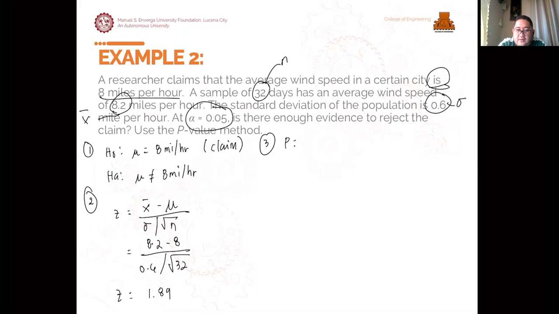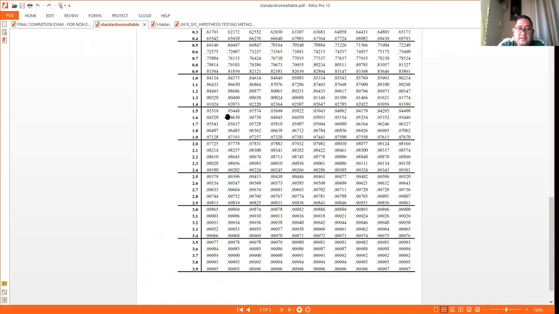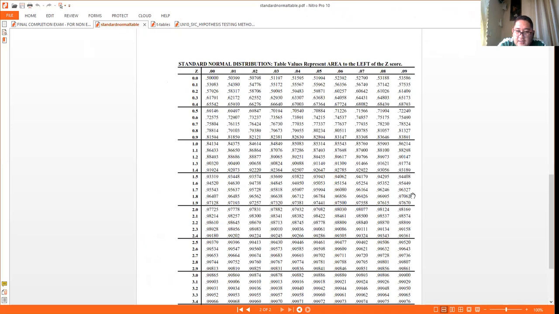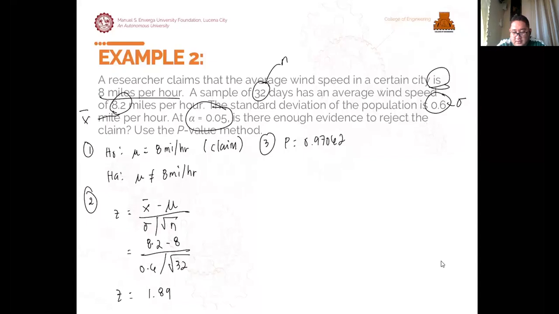Okay, so hopefully matandaan kong ibalik ulit, no? So, 1.89. So, dito, 1.8, then 9. Ito si 89 equal siya sa 0.97062. Okay. Yan. So, 0.97062. Okay. So, ano ibig sabihin yan?